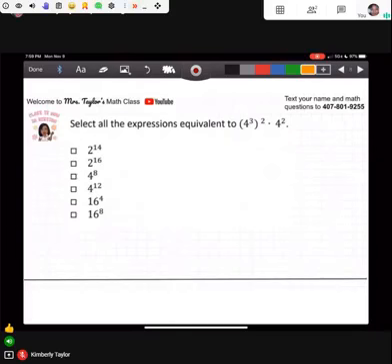Here's another one involving exponents. It says select all the expressions equivalent to 4 to the 3rd power raised to the 2nd power times 4 squared. So no, you are not allowed to use the calculator here. So you would have to actually know your rules for exponents. This first part is a representation of a power of a power. And so when you have a power of a power, you need to multiply those exponents together. So if I have 4 to the 3rd power, and then that's raised to the 2nd power, that's going to get me 4, and I'm just going to multiply these two numbers together.